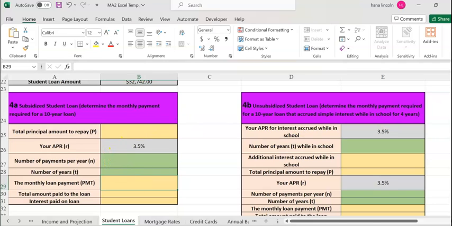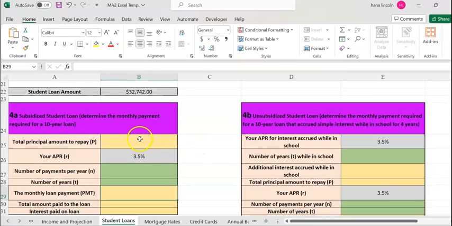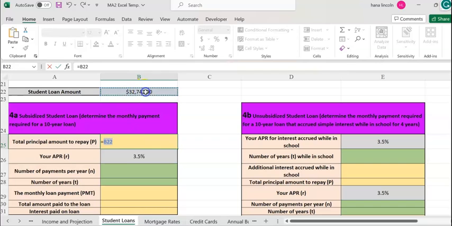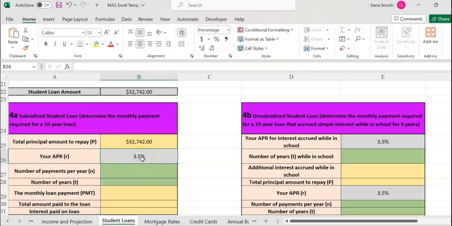I'm going to transfer the loan amount to B25. To do so, enter equal, click on the loan amount, and it's going to be transferred. The APR, annual percentage rate, is 3.5%, and on cell B27, the number of payments per year, that is the number of months in a year. So there are 12 months in a year; you're going to pay every month. You're going to pay for how many years? For 10 years. So you're going to pay the loan after graduation for the next 10 years. T stands for number of years.